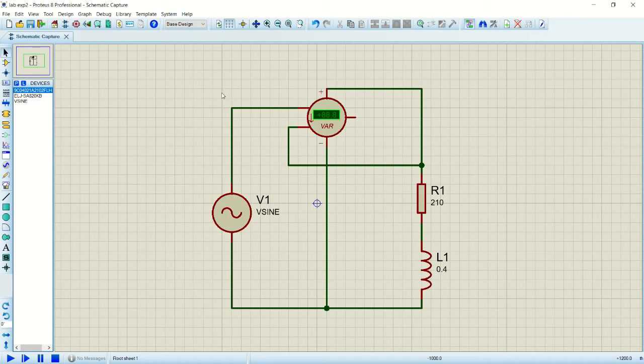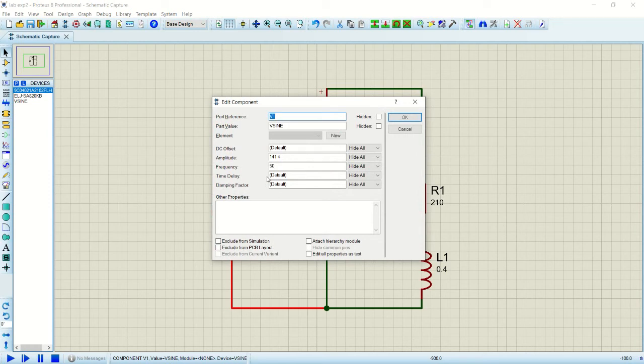Today I want to present the simulation in experiment 2 for activity 2. In this activity, there are 4 components that are included, which are AC supply, VAR meter, resistor and inductor as a load. For the AC supply, the value is fixed, which is 141.4 volt, and the frequency is 50 Hz.